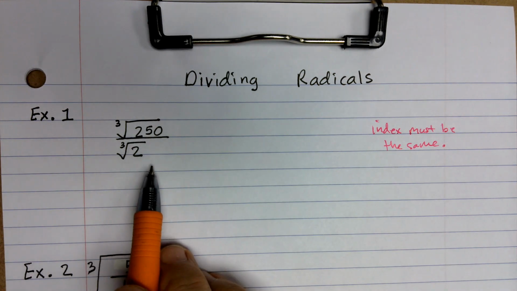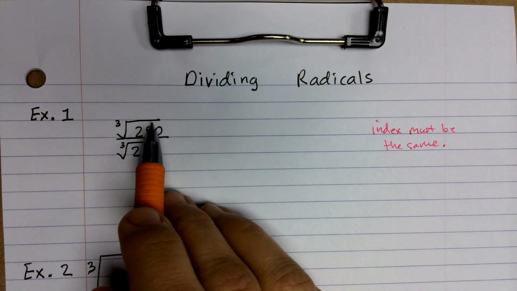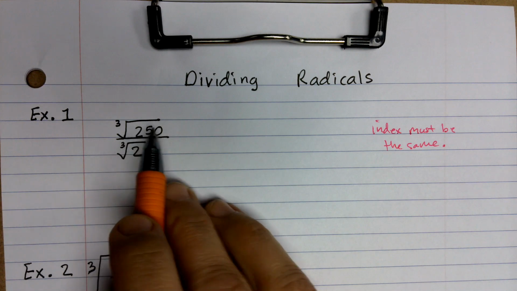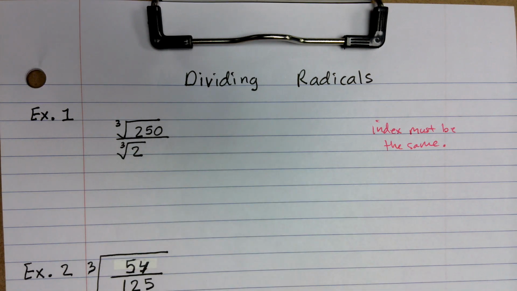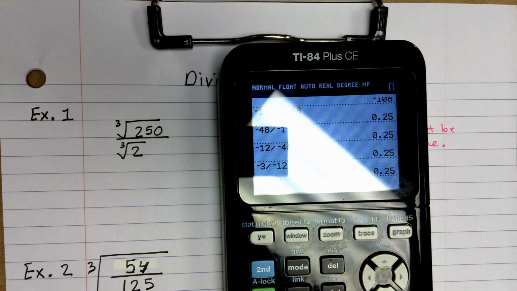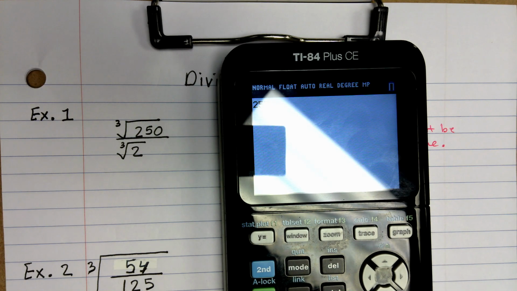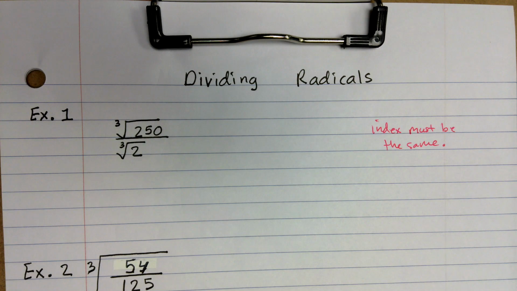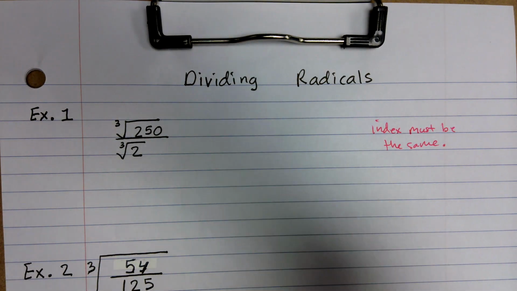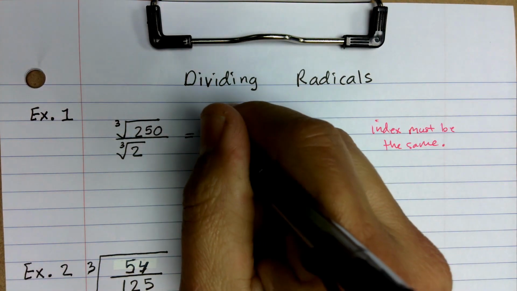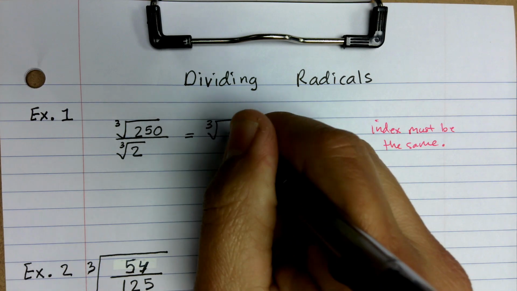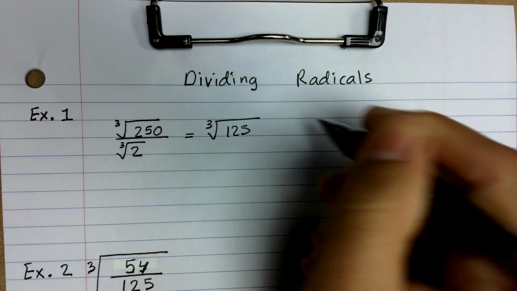Now I'm going to take the radicand of 2 and divide it into our radicand of 250. So if I get my calculator and divide that out, 250 divided by 2 gives me 125. So this is actually equal to the cube root of 125.